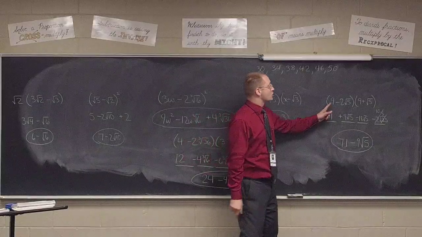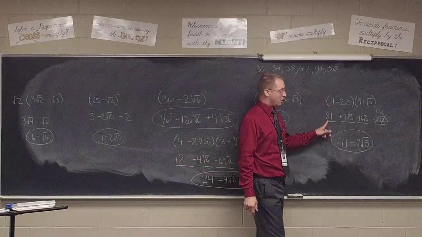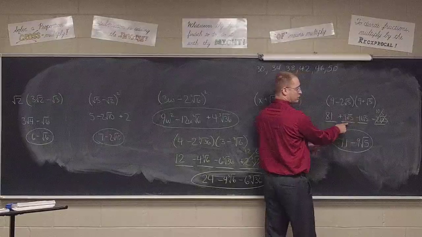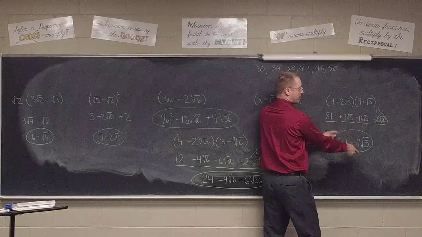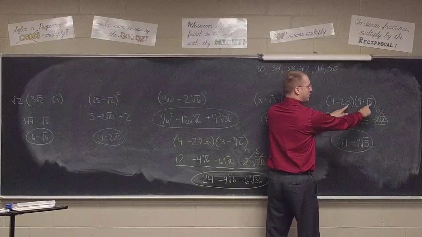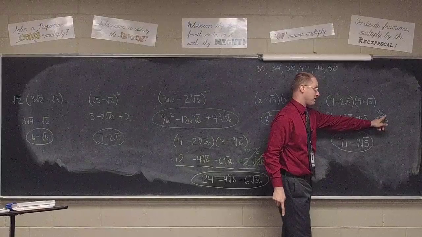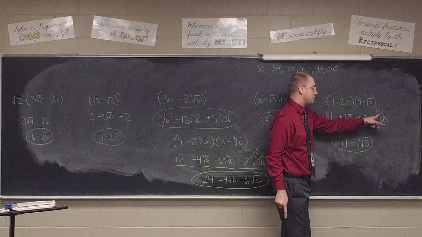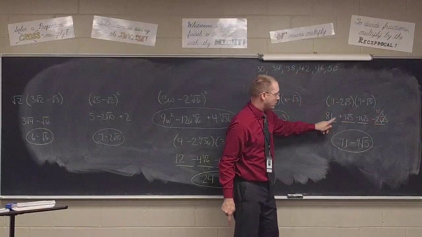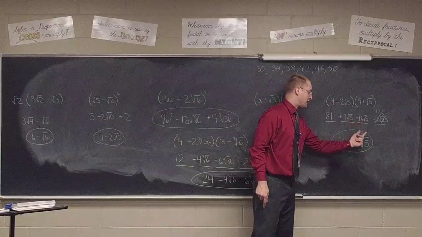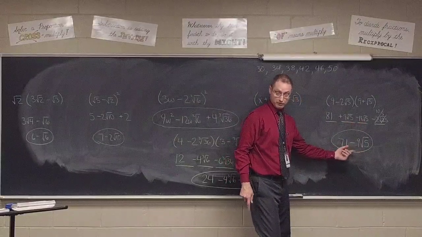All right, good. So we FOIL first, 81. Outers, 9 square root of 5. Inner, negative 18 square root of 5. Last, negative 2 square root of 25. Of course, the square root of 25 is 5. Times negative 2 gives negative 10. That combines with 81 to give 71. These combine to give a negative 9 square root of 5.